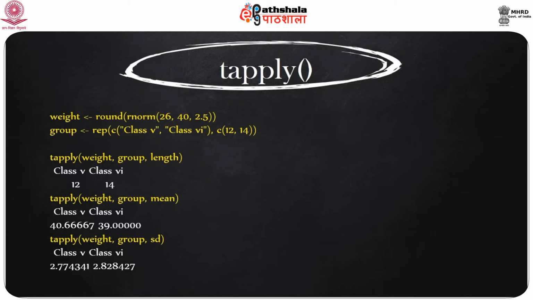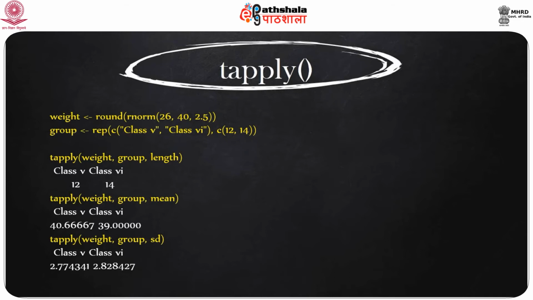Additionally, we are rounding these numbers off. So, we are storing these data points within the variable weight. Also, we want to allocate the first 12 observations as the weights corresponding to the students of class 5, and the remaining 14 will correspond to the students of class 6. Just looking at the data, we can readily observe that the two groups will have different lengths.